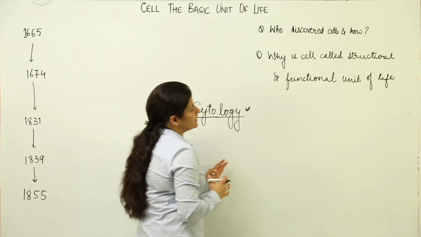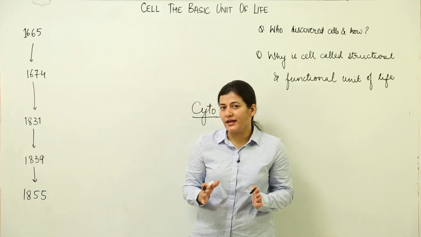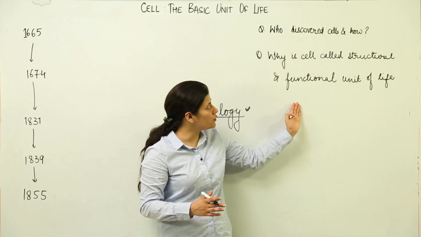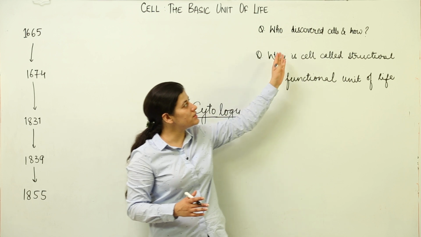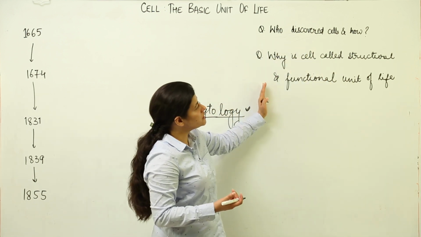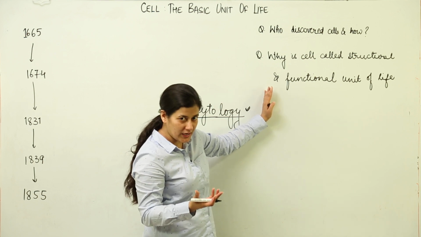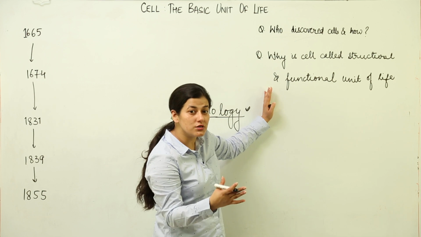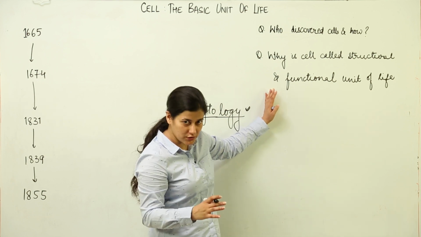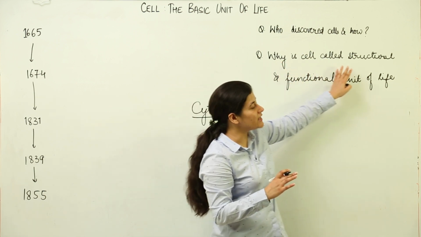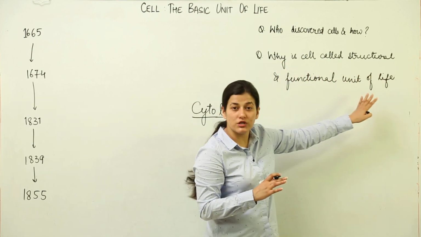By the end of this lesson, we have to arrive at the answers of these two questions. First is who discovered the cell and how the discovery came. The second question is whether the discovery that was made suits our statement that the cell is the structural unit of life, that means the most fundamental unit of life. So we have to arrive at the answer to the question of why the cell is called the structural and functional unit of life.